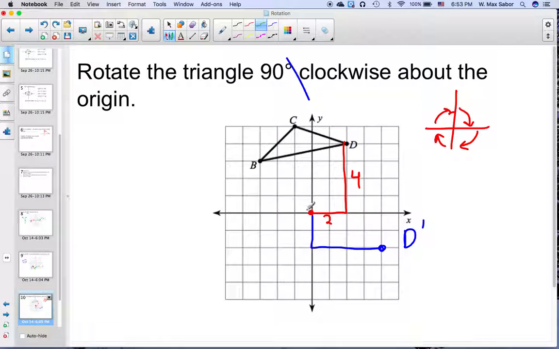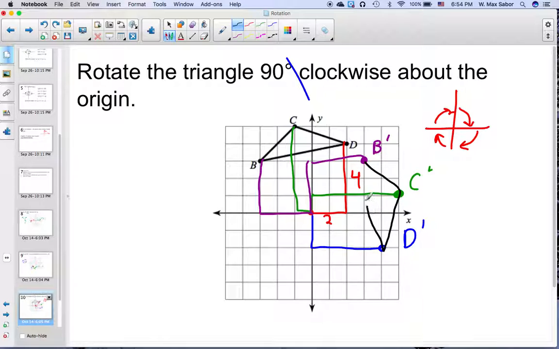Next we have C, which is left 1 and up 5. Left is turning into up, so it'll be up 1. And up 5 turns into right 5. So there's C prime. Repeat for B, left 3 and up 3. Left is turning into up, and the up 3 is turning into right 3. So there's B prime.